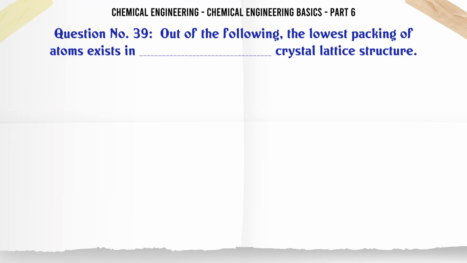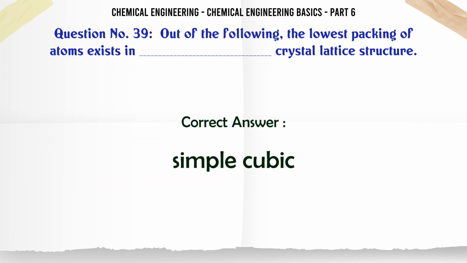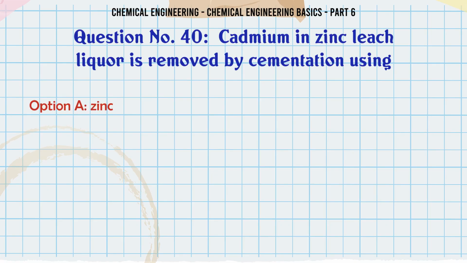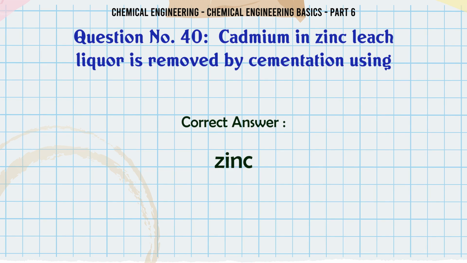Out of the following, the lowest packing of atoms exists in the crystal lattice structure. A. Hexagonal close packed, HCP. B. Face-centered cubic, FCC. C. Body-centered cubic, BCC. D. Simple cubic. The correct answer is simple cubic. Cadmium in zinc leach liquor is removed by cementation using A. Zinc. B. Iron. C. Nickel. D. Copper. The correct answer is zinc.